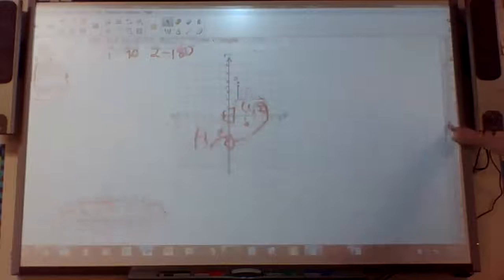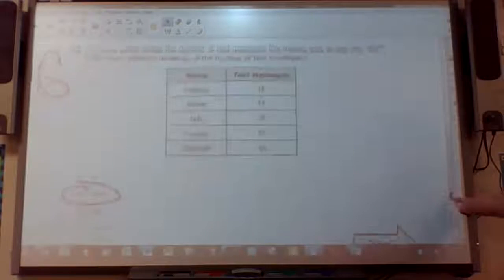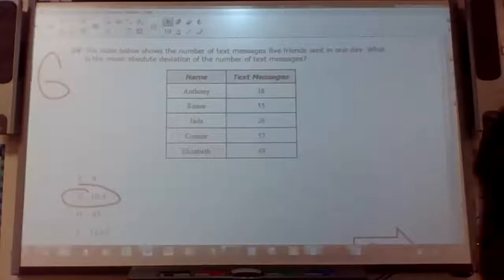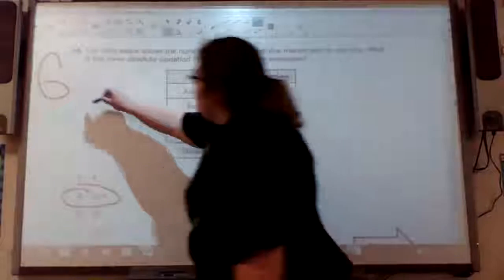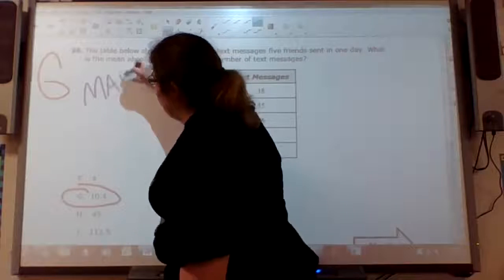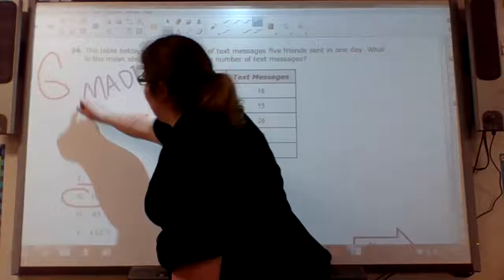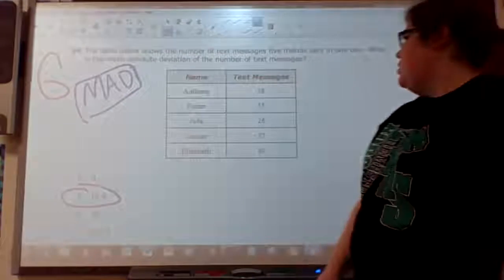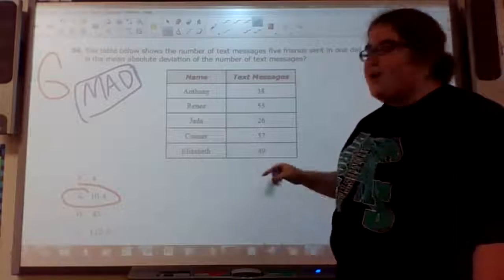Okay, next. 34. The table below shows the number of text messages 5 friends sent in one day. What is the mean absolute deviation of the number of text messages? Mean absolute deviation, in other words, MAD. You are mad at me because I make you do the work twice. So the first thing I need to do is find my mean.